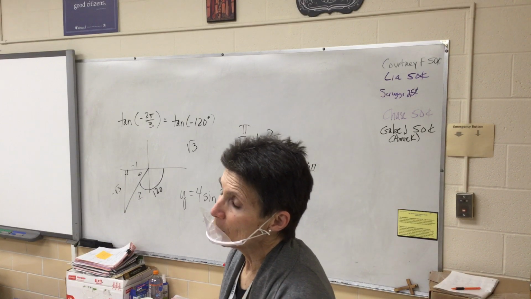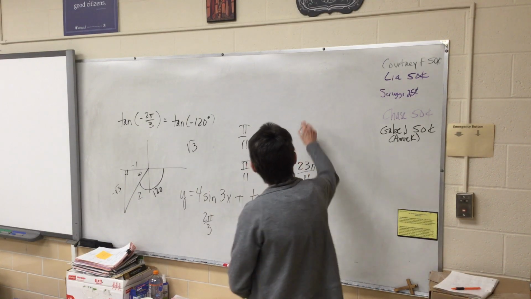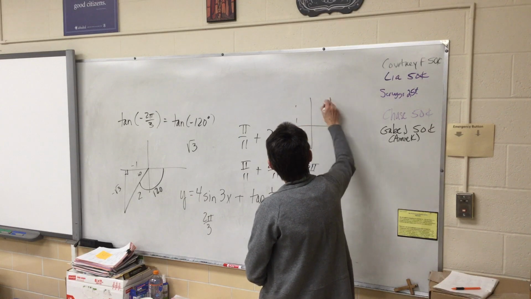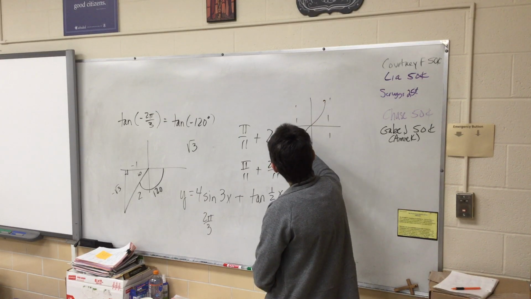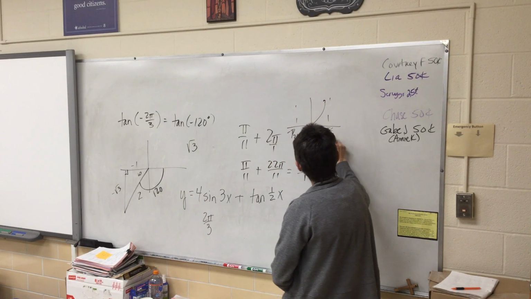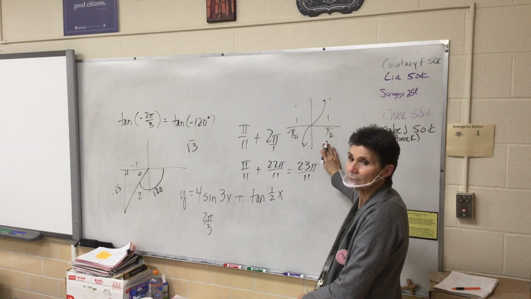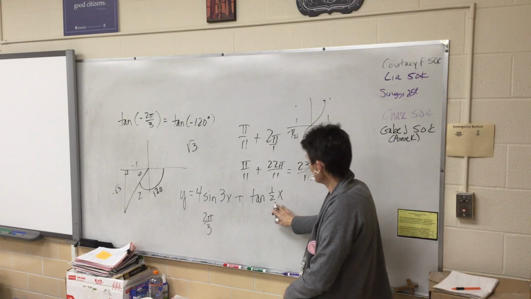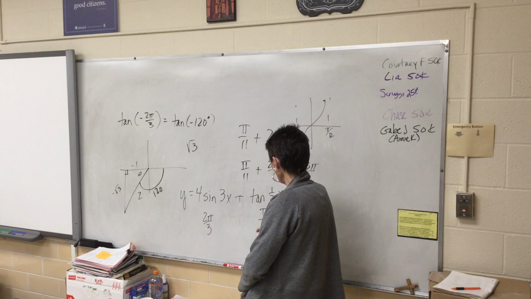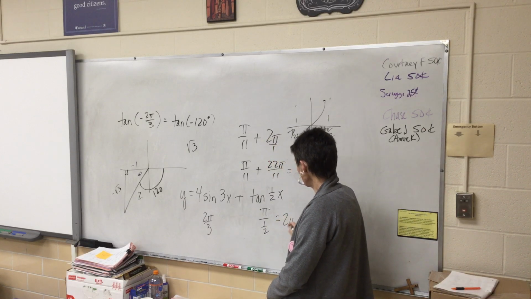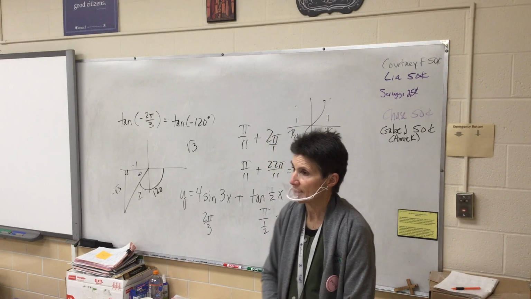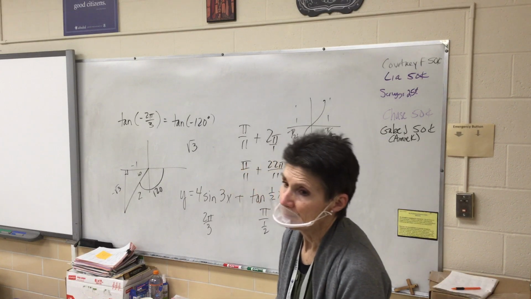What is the normal period of a tangent? Remember what a tangent looks like. What is the normal period from negative pi over 2 to pi over 2? What is that normal period? Pi. So this is going to be pi over 1/2, which is 2 pi. Is that your mistake? Did you say 4? Yeah.